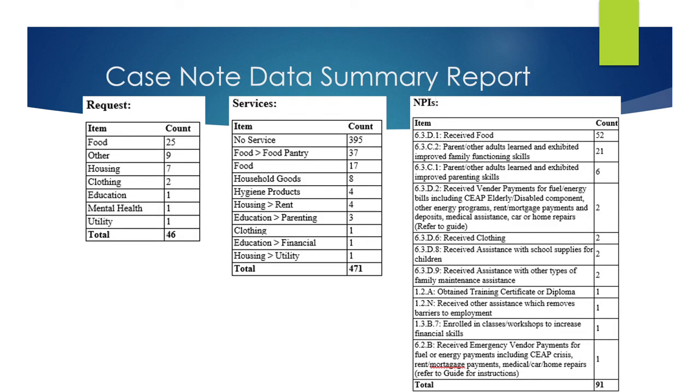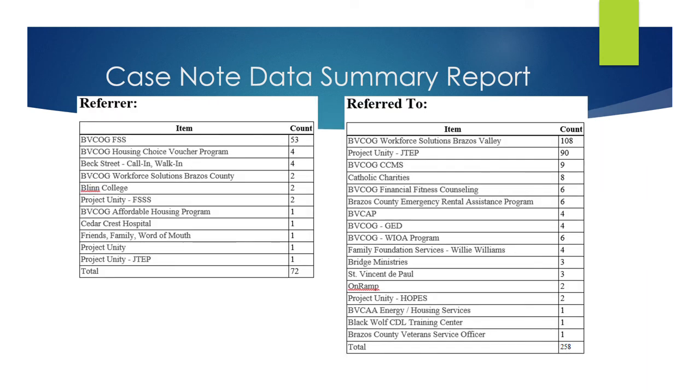The case note data summary report produces case note data in a summarized form using tables. It summarizes data from case notes, particularly in terms of requests made, services provided, national performance indicator outcomes achieved, what agencies referred the client to the program, and also where clients were referred out from the program in terms of referred to.